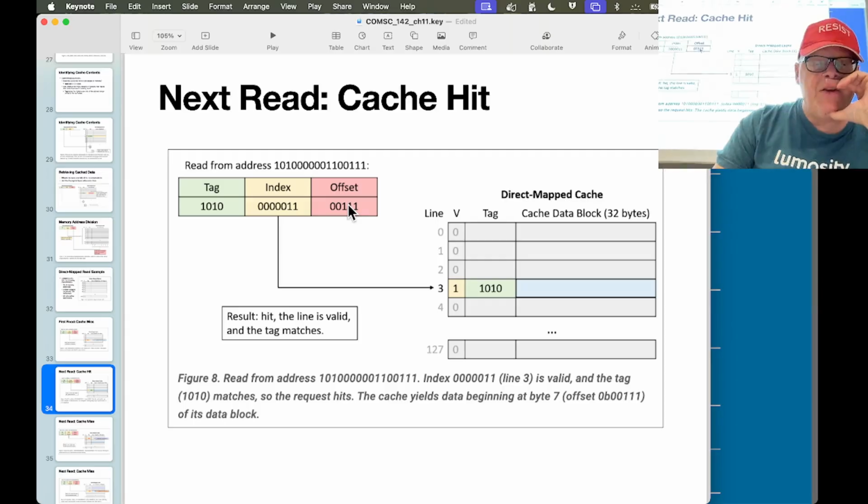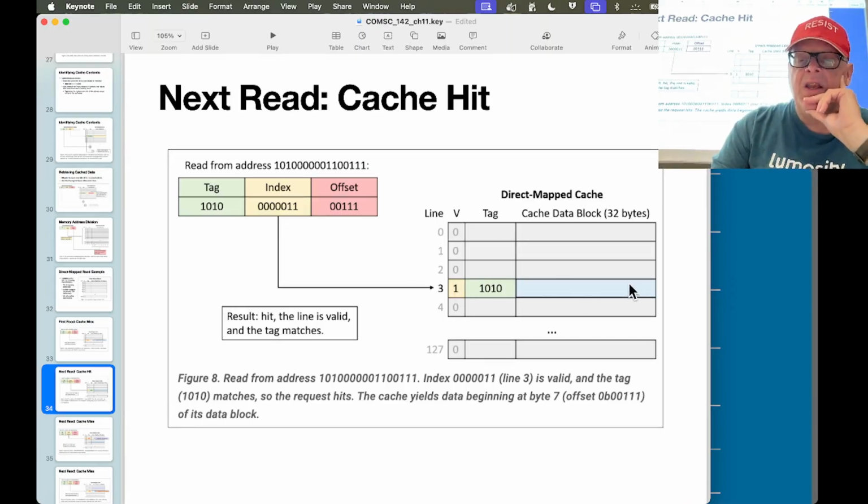All right, so here's a cache hit. I'm trying to read this address. I get the index, which is 3, and I go to row 3, line 3. Then I have an offset of 111, so I get offset 7 into there. And the tag is here, so I find this block contains valid data. That's a cache hit, so I don't need to go to memory. It found it in the cache.